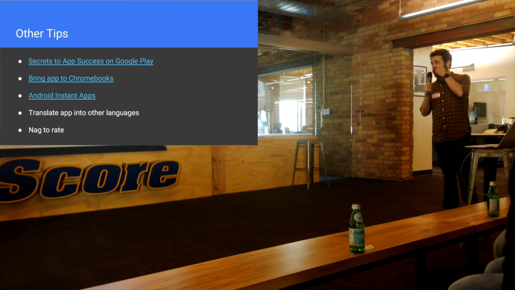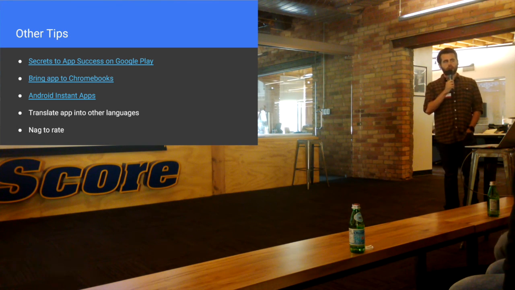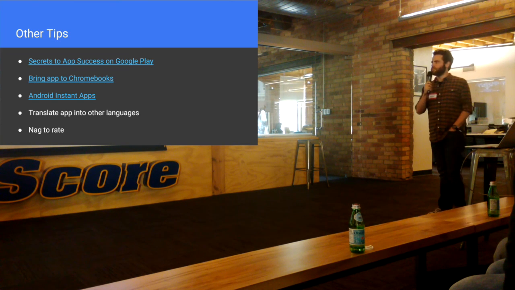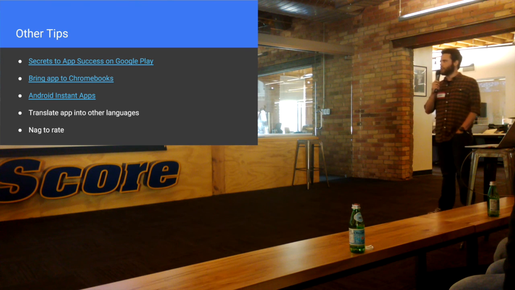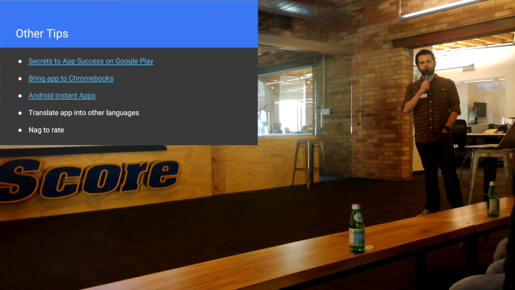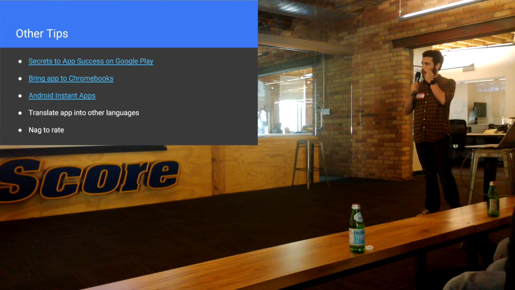And then, just some other tips as well. There's a book that Google's released called Secrets to App Success on Google Play. It's available for free in the Play Store, through Google Books. It's 8 chapters on various ways to make your app successful. There's actually a whole chapter on promotion, which covers some of the things we've talked about.